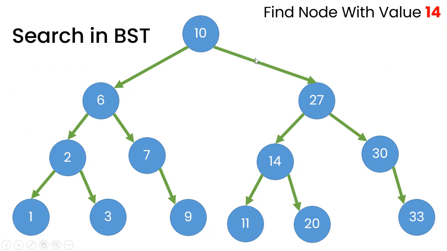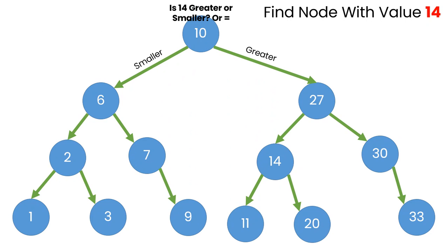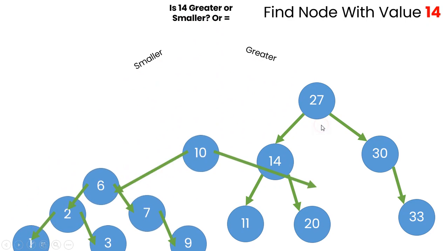Alright, so for the conceptual approach we're gonna visualize what we should do. A BST has a really good property, so we can solve this problem using one question: is 14, which is the value we want, greater than or smaller than the value at the current node? We begin with our root value, which is 10. So is 14 greater than or smaller than or equal to 10? It's greater. So we basically eliminate half of the entire tree by just dropping it down.